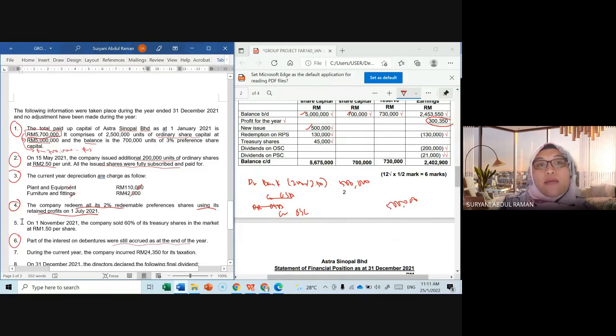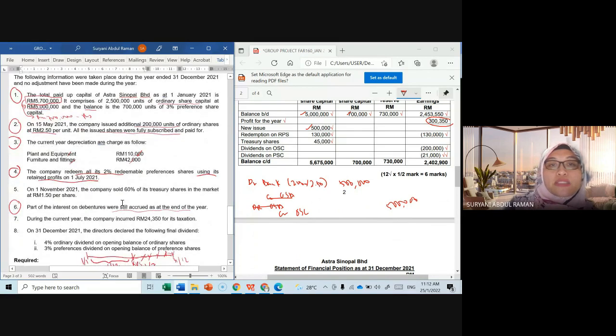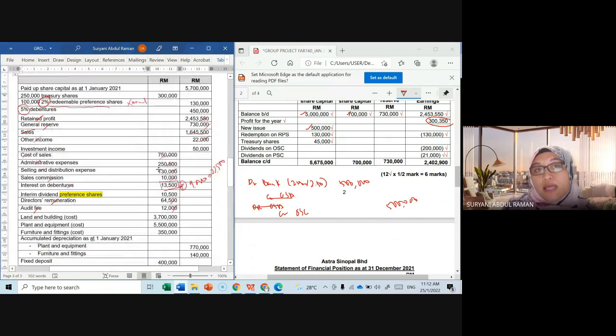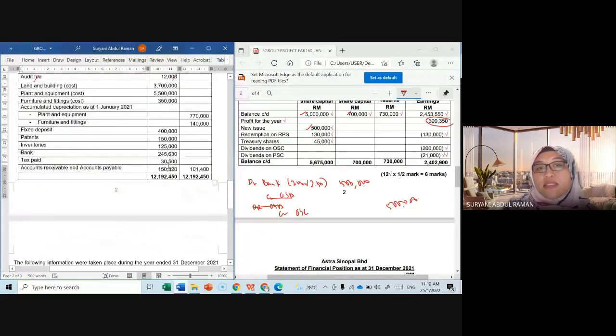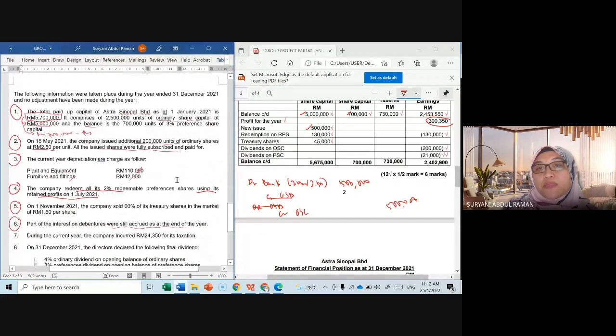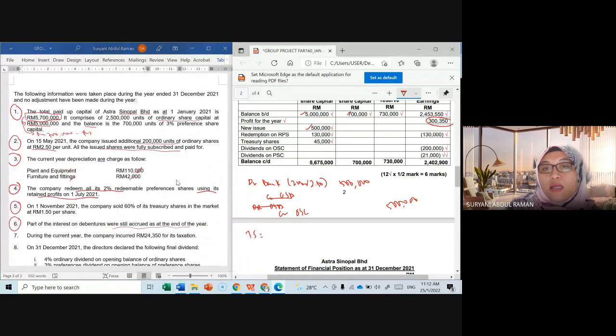Okay, there is more. Okay, number 5. On 1st November 2021, the company sold 60% of its ordinary shares in the market at RM1.50. Okay, do you have treasury shares in your balance? Yes, we have. How many units? 250,000. Do you sell all? No, we only sell 60% of it. 60% of the treasury shares.